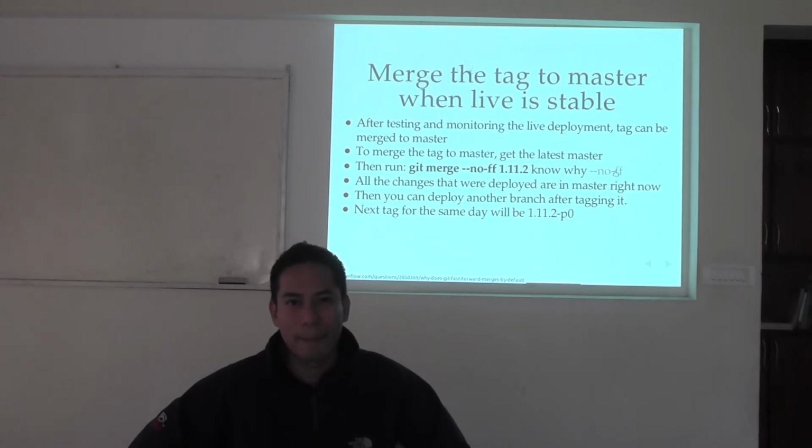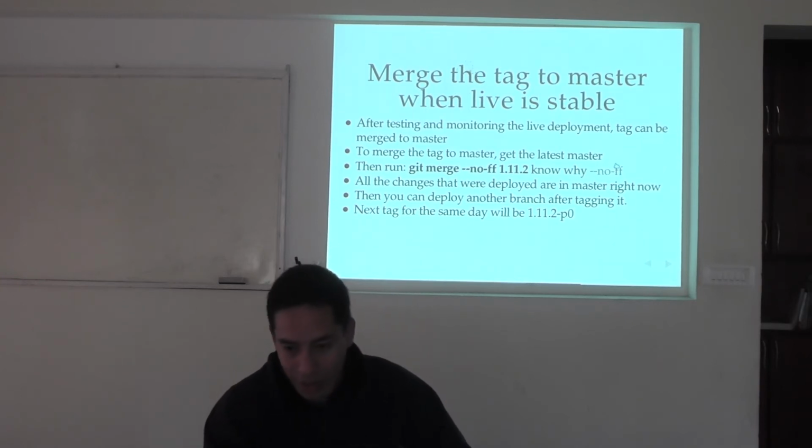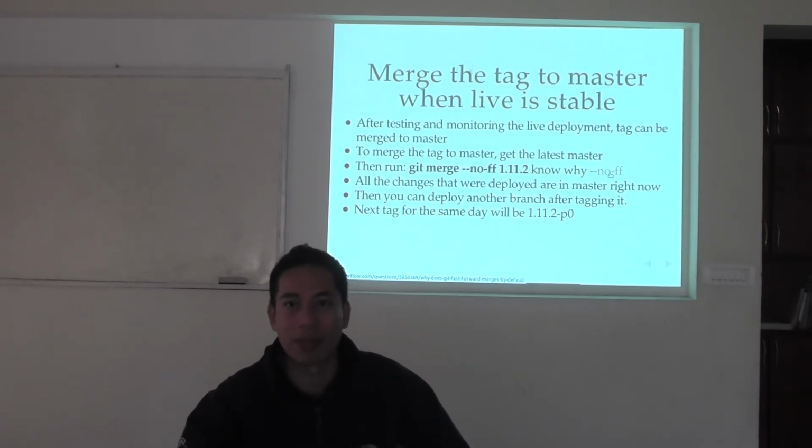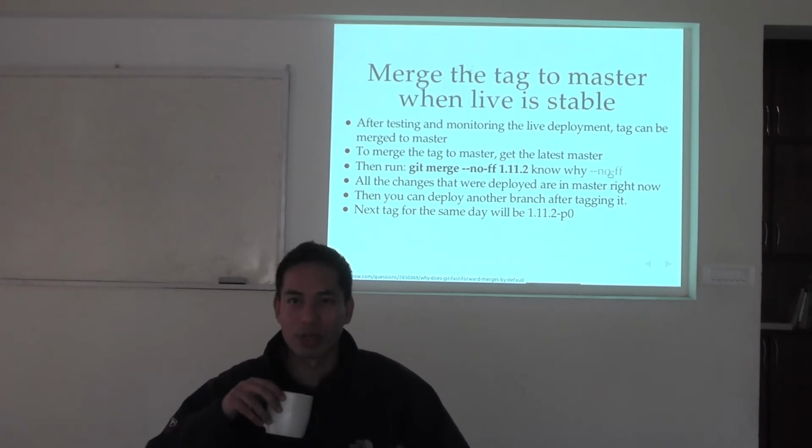Is there any particular reason? As far as I remember, every merge of a tag will create a new commit, and it's easier to revert it if you later want to revert it. That's one of the reasons I think we use no fast forward. Exactly what is there in this link, I don't have it at the top of my mind right now. But there is a link, so you can just have a read there.